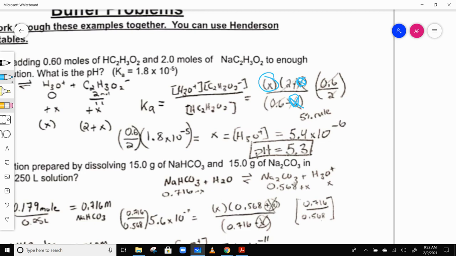So we're going to solve for X by doing the 0.6 over 2 to get rid of these two. That cancels with that, that cancels with that. Multiply that on one side, we've got to do it to the other. So Ka times the 0.6 over 2 equals H3O+. And we'll get H3O+ to be this. And now the pH is 5.3. Okay, so that's kind of the proof.